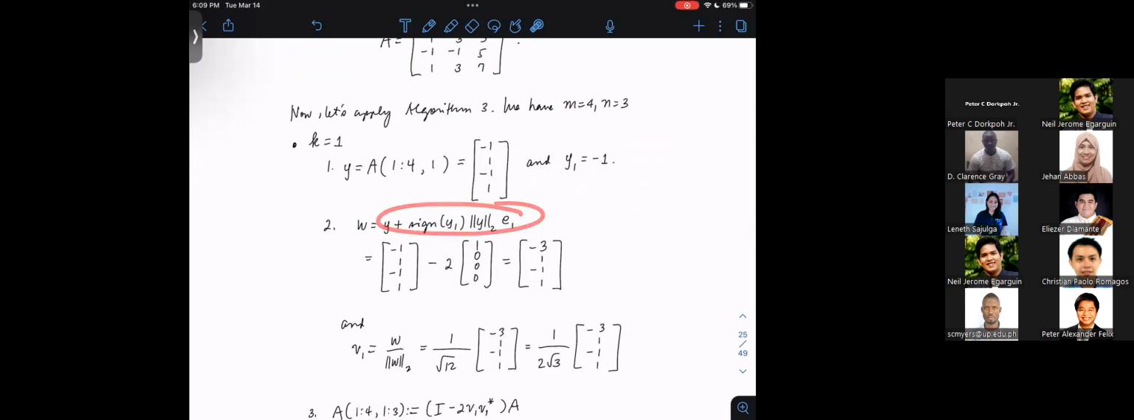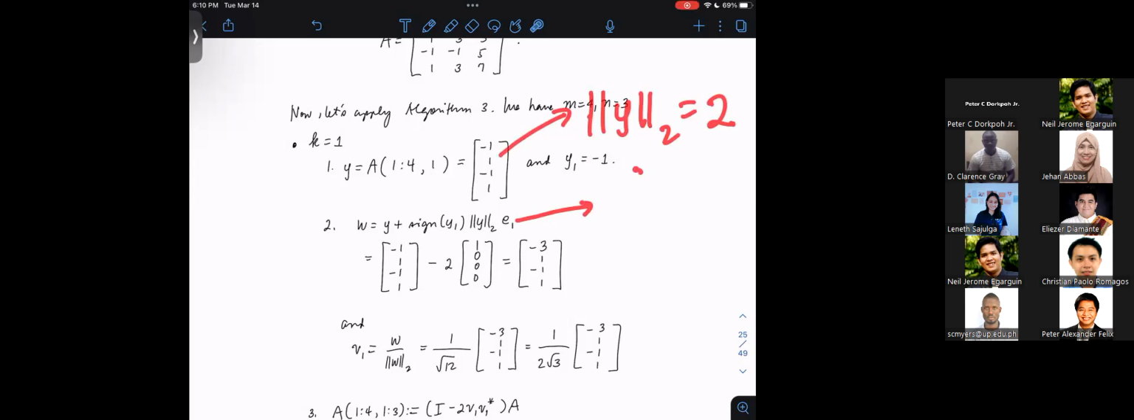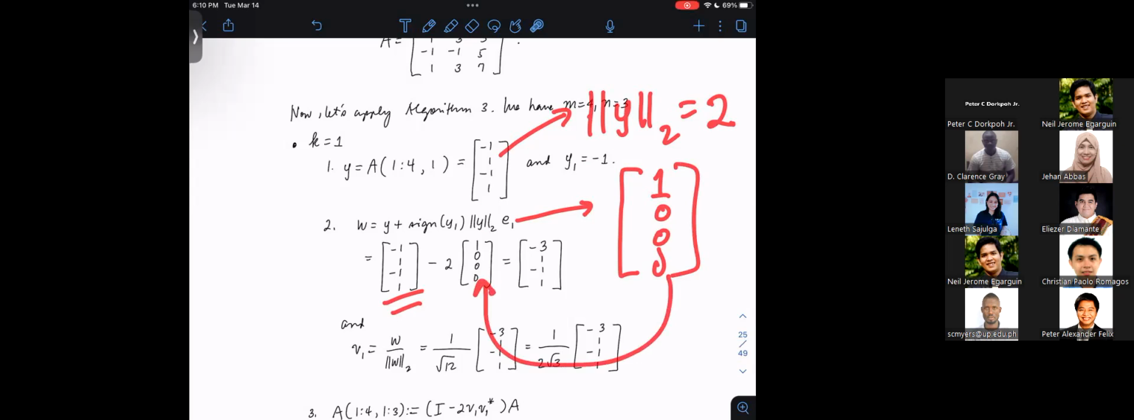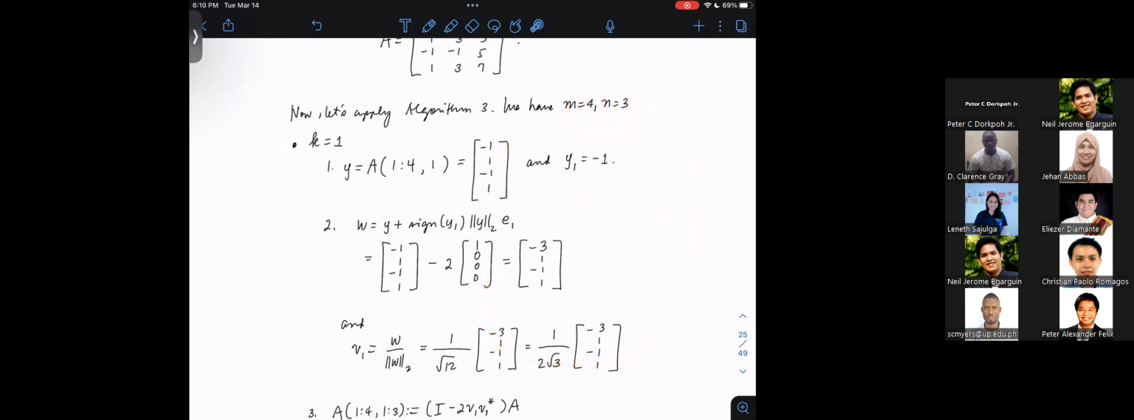w follows this quick formula. So I have y here. Since y sub 1 is negative, I'll have a negative multiplier here. The norm of y is actually equal to 2 because this is 1 plus 1 plus 1 plus 1, 4, and the square root of 4 is 2. So that's where the 2 came from. The L2 norm of y is equal to 2, so you can verify it easily. And then e sub 1 is the elementary vector of the same size as y, but with 1 as first entry and zeros elsewhere. That's how you got that 1, 0, 0, 0. That's your e1. And then perform the arithmetic, you're going to get this vector.